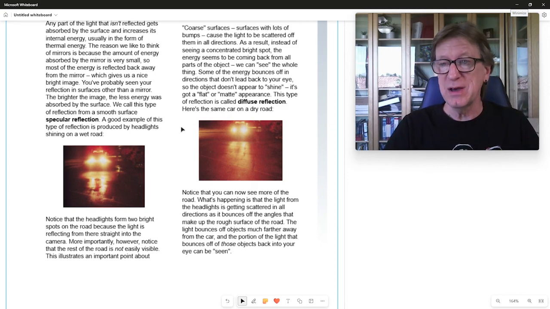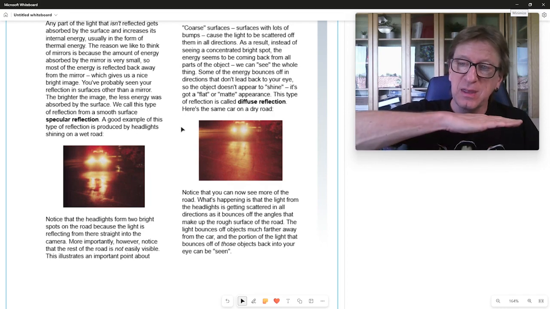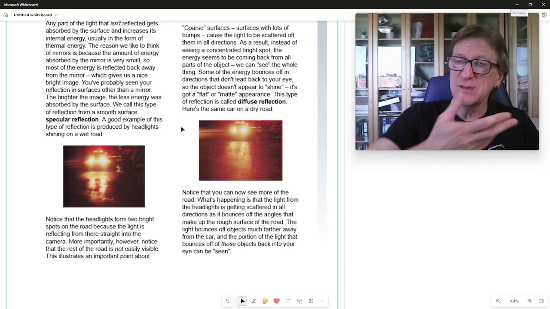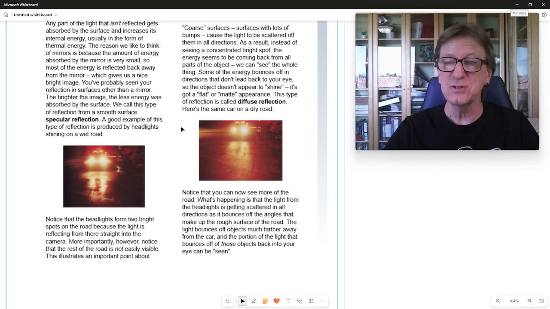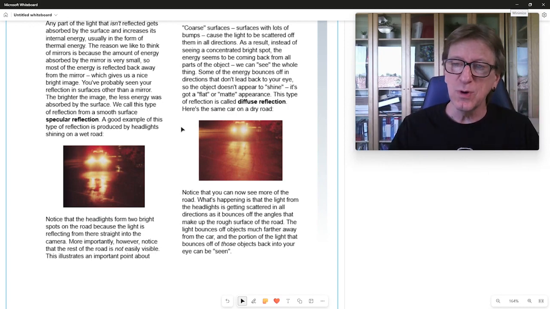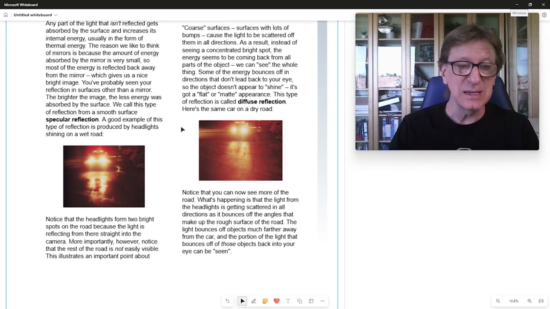So the pictures that we have here are something you may have experienced. On the left here, we have a wet road. Now, when the road is wet, then the surface obviously is going to be fairly shiny. And so we're going to get specular reflection. If you look at the headlights, the reflection of the headlights of the car are actually very bright. So they're coming straight back into your eyes. But notice that you can't really see the edges of the road. Remember, if the light doesn't bounce off of it, you can't see it.